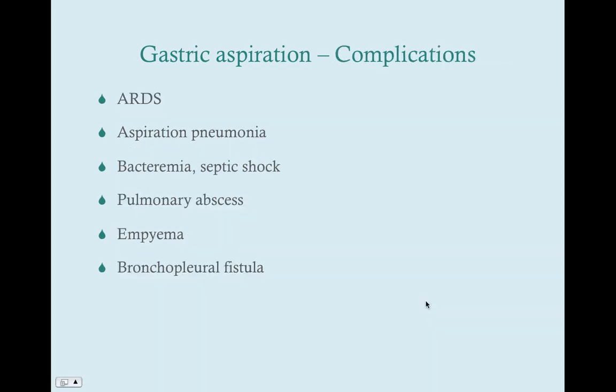Some of the complications resulting from gastric aspiration include adult respiratory distress syndrome, which we'll talk about in a different section, aspiration pneumonia, which we already talked about, bacteremia and septic shock, pulmonary abscess, which you would see on chest x-ray, empyema, which is a localized abscess in an already existing cavity, and then bronchopleural fistula. That's quite rare. So these bottom three things here are the domain of surgery, so they'll be addressed at a different time.